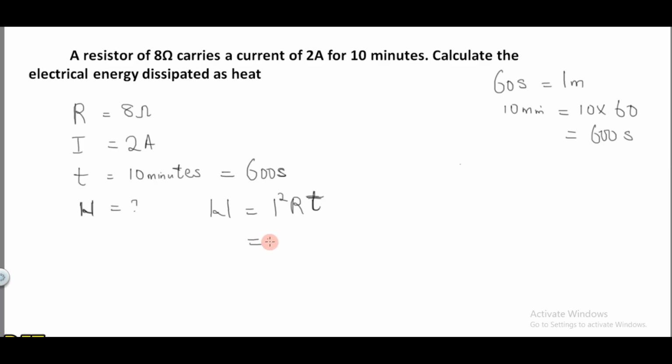So this is equal to my I, which is the current, is what? 2 ampere. So that is 2 raised to the power of 2, because here I have I square, I raised to the power of 2. So this is 2 raised to the power of 2 times my R, which is the resistance, is what? 8 ohms, times 8 times the time. The time is what? 600 seconds. So times 600, right? So this will be equal to 2 raised to the power of 2 is 2 times 2, and that will give me 4 times 8 times 600, right?